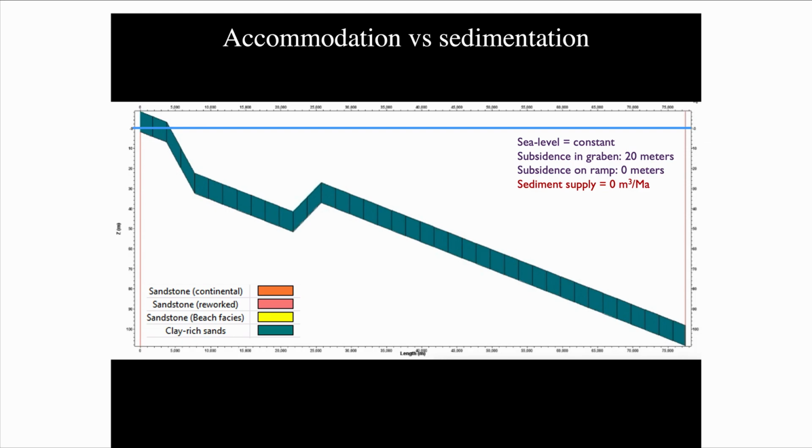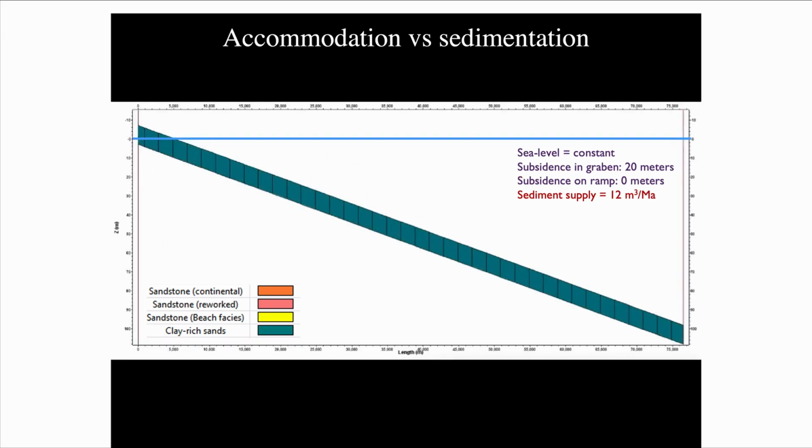The subsidence in the graben is about 20 meters. The subsidence on the ramp is 0 meters. So there is no regional subsidence, there is no base level change. And in this first example, the sediment supply is 0 cubic meter per million year. So now let's look if we change those sediment supply, what happens.